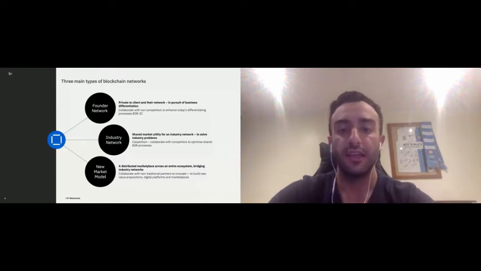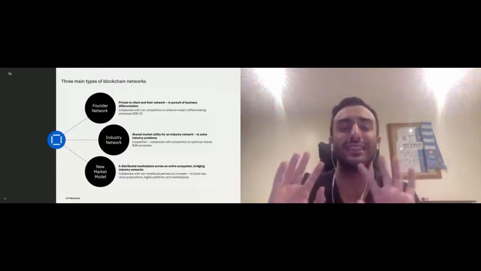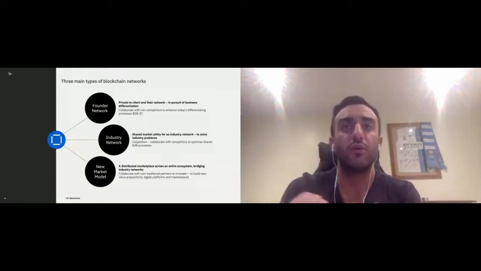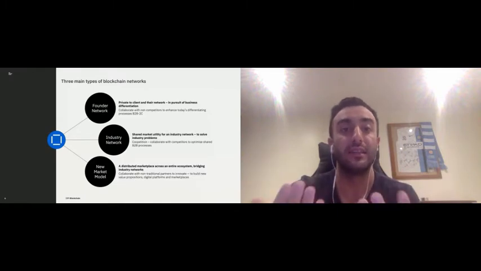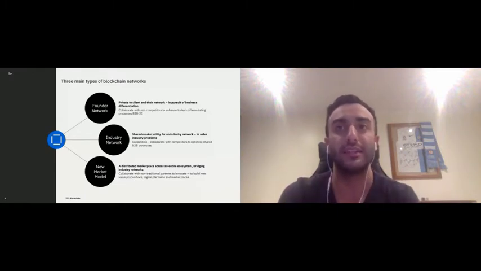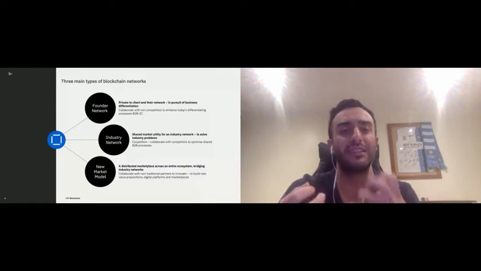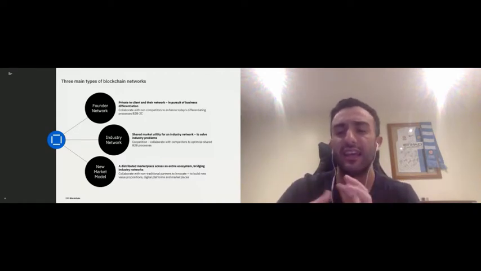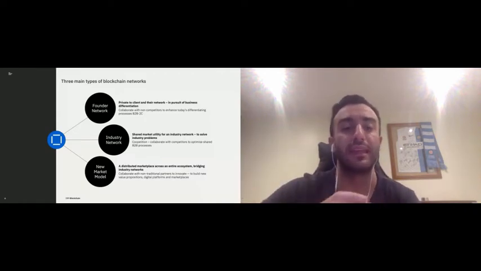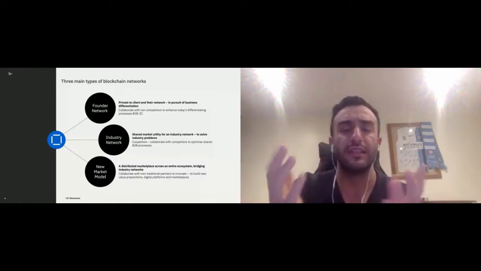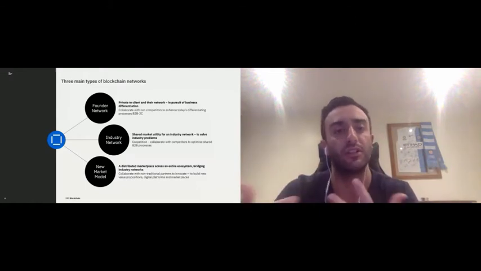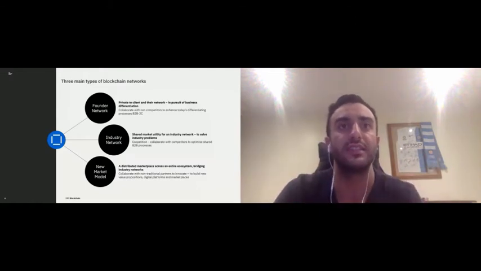Industry networks. This is when Ligon would come into an example into this. Their shared market utilities for industry networks. It's an industry problem that may exist. We want to collaborate with competitors, the banks all collaborating in a single process to optimize this shared process that exists. In Ligon, that fundamentally was a bank guarantee, which we'll go into a bit more in depth later on. But I want you all to at least assume that when we're running through this, you realize how much of an industry network we're talking about Ligon and where it falls into this.